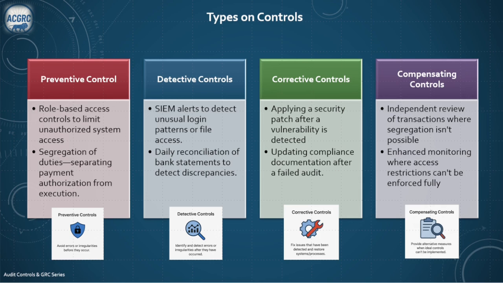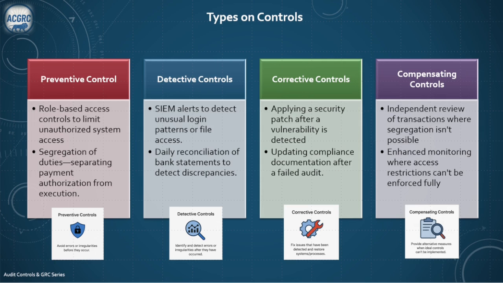The next control is corrective controls. An example of a corrective control is applying a security patch after a vulnerability is detected. A corrective control fixes the issue that has been detected and restores the system or the process. It's an after effect, but it is there to correct the gap or fix.